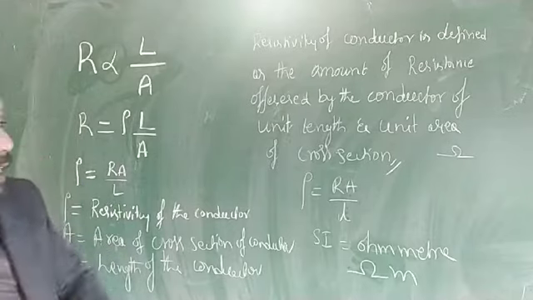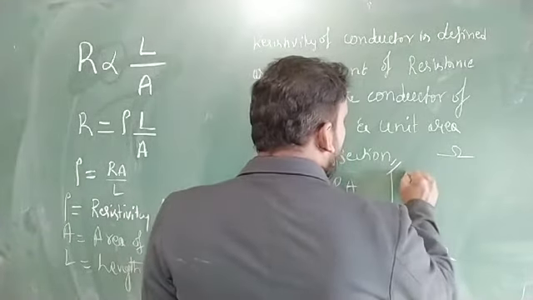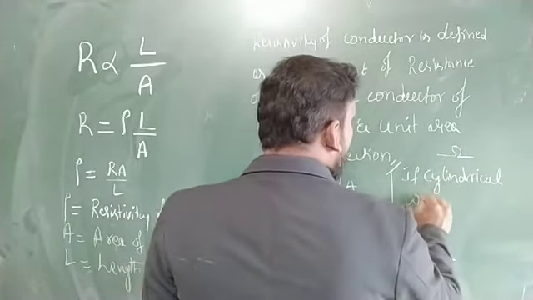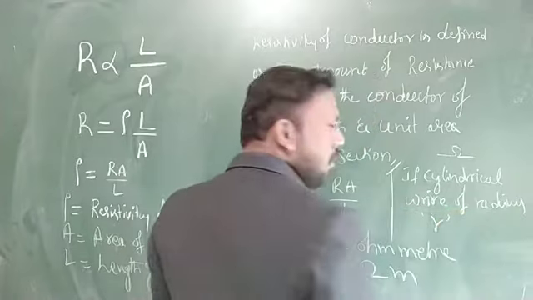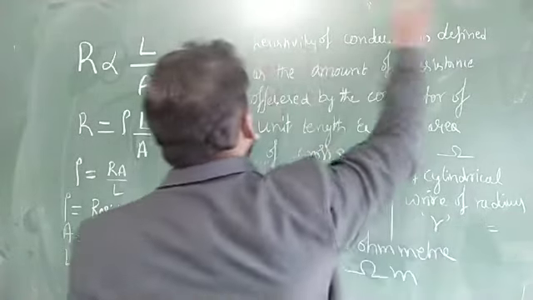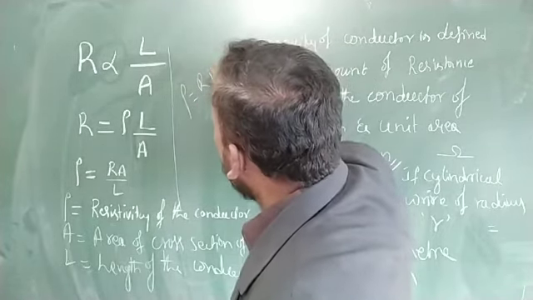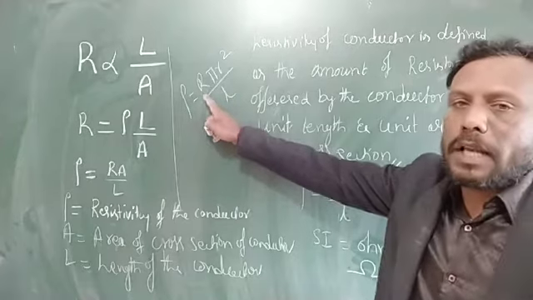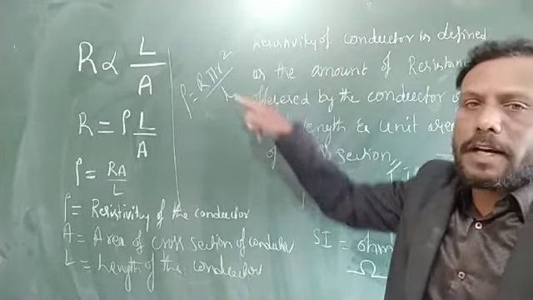If I consider a cylindrical wire of radius small r, then the resistivity of the conductor is written as rho is equal to R into, instead of A we can write pi r square, divided by L. This is the formula to calculate the resistivity of a cylindrical conductor of radius small r.